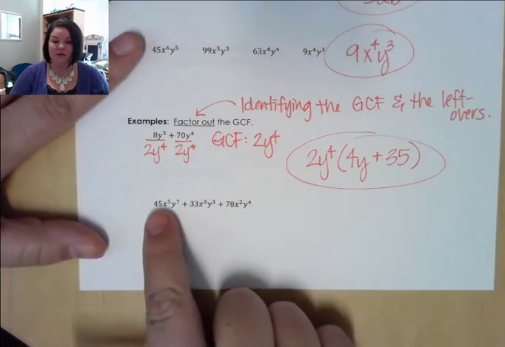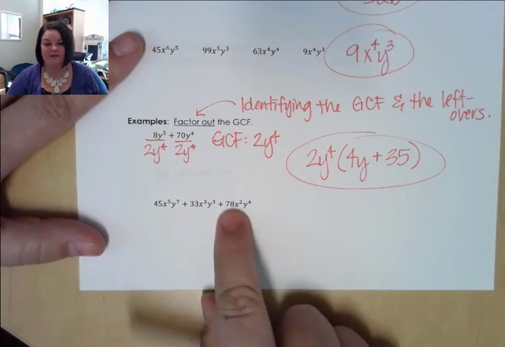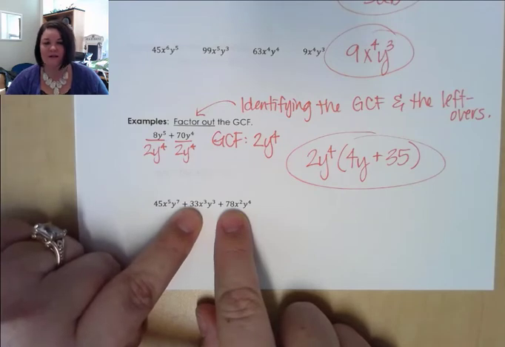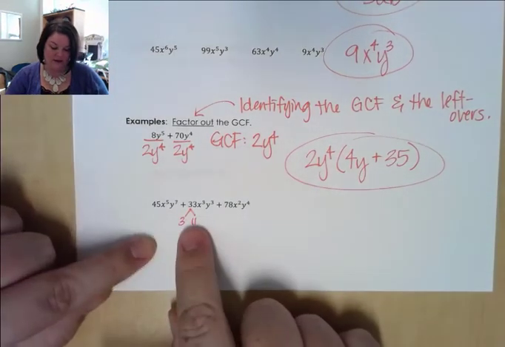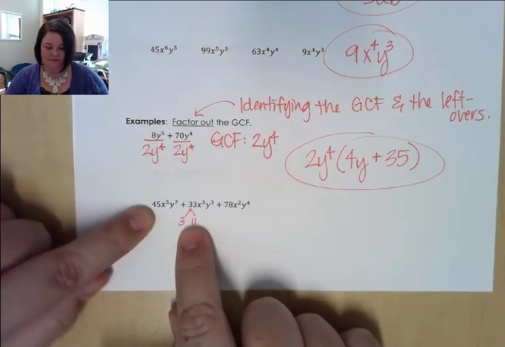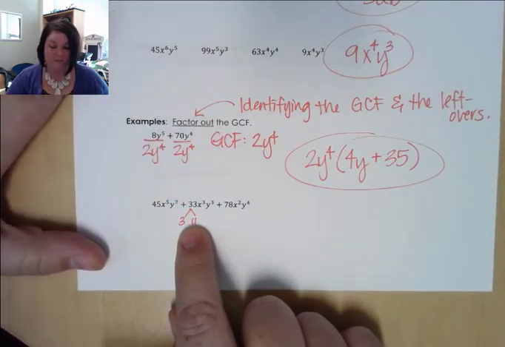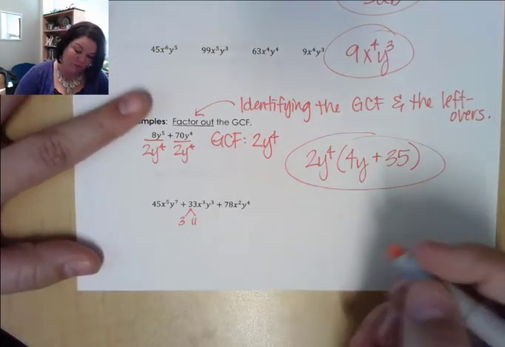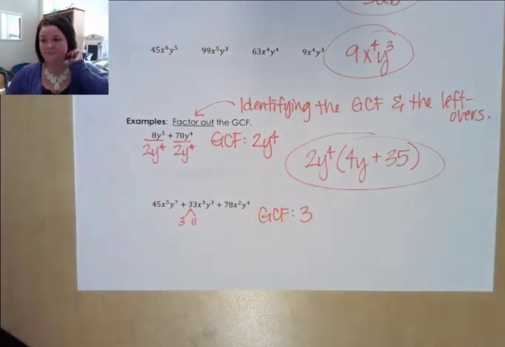Same idea. We need to find the greatest common factor of 45, 33, and 78. So again, I always look at the biggest and the smallest. 33 is the smallest. Now 33 is 3 times 11, right? So I'm just going to write that here. This is the same thing as 3 times 11. I know 11 doesn't go into 45, and I know 11 doesn't go into 78. So the only possible thing that they could all have in common, if they have a number in common, would be 3. And they are all divisible by 3. So I'm going to go ahead and write here that my greatest common factor is going to have a 3.